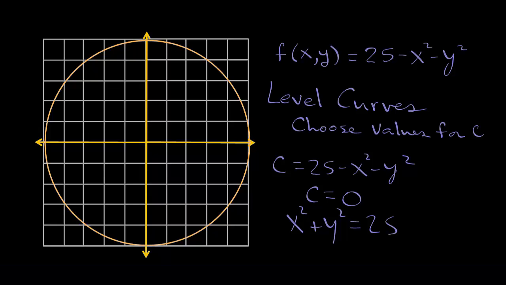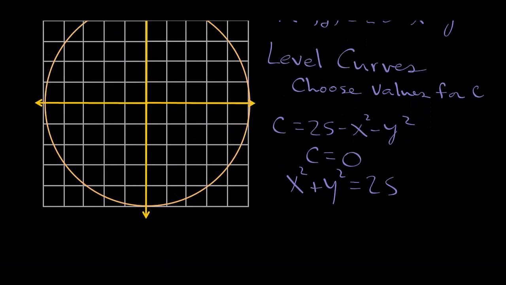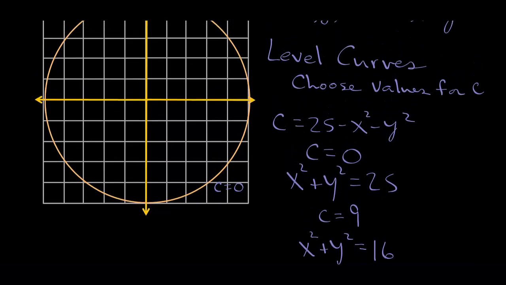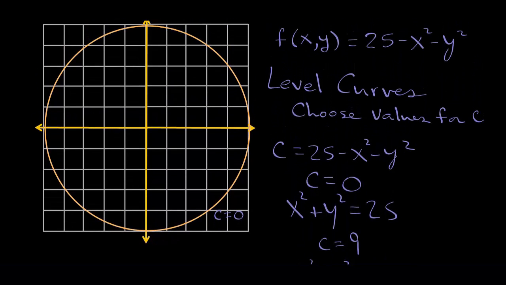Now, we can do this. We can say, well, I want z to equal, let's say, 9. C equals 9. Well, then what we have is x squared plus y squared is equal to, what would that be over here? Yeah, 16. Does everybody see why that would be the case? Okay, it would be 16. Now, this is a circle. So here we have a circle. This is when c equals 0. Now we have c equals 9, and if c equals 9, we have a circle of radius 4.